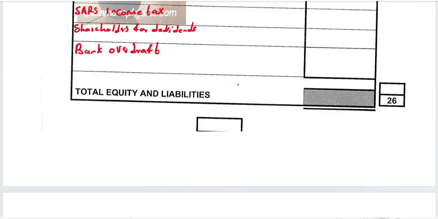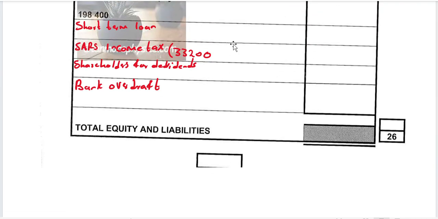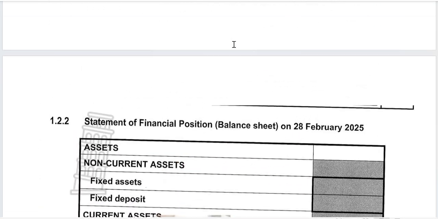We're gonna put it where there is SARS income tax, we're gonna say 200. Do you get me? I hope you all understand. So let's go above.